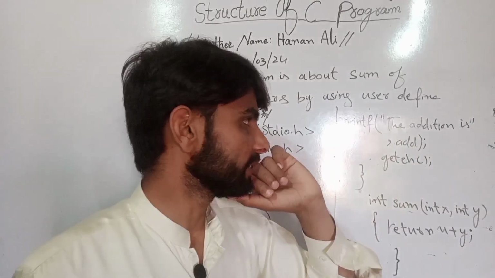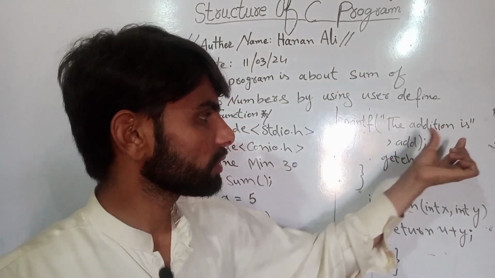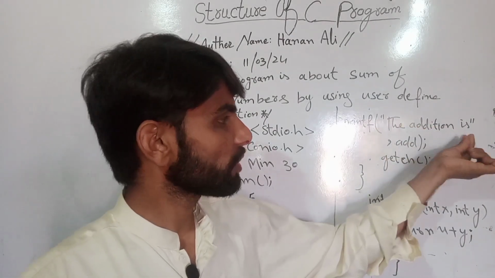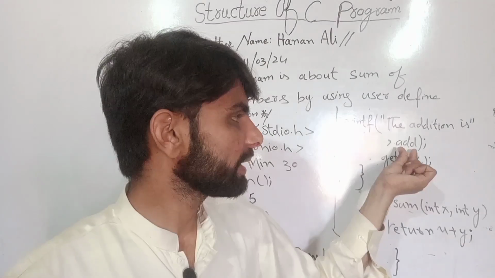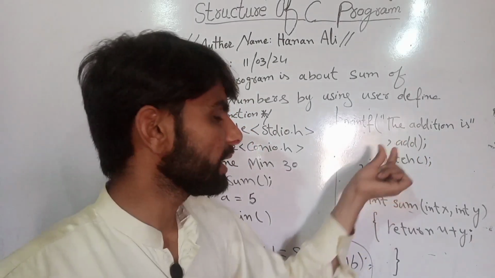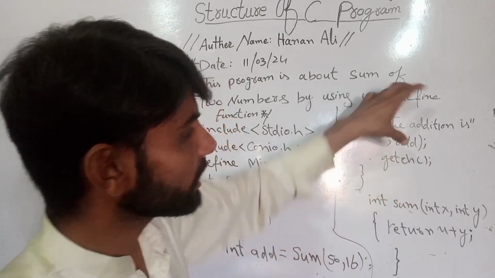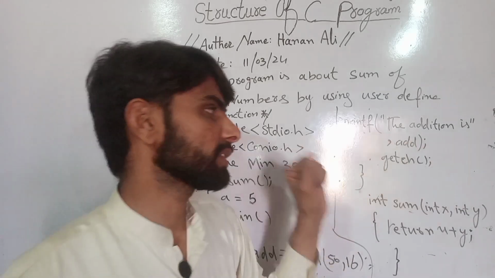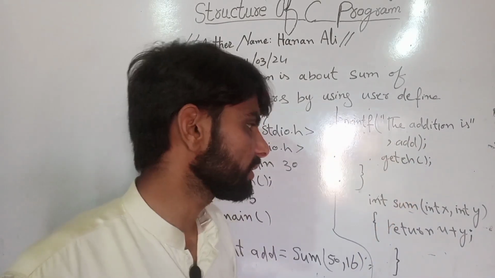The 66 is stored in that variable, and it will be printed on the screen. Next is printf, the statement used to print on the screen. This is the addition of, and next we write a comma, and then the variable whose value we want to print. Here the value 66 will be printed on the screen. The screen will show addition is 66, right?